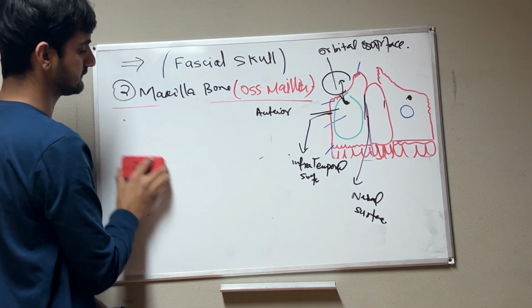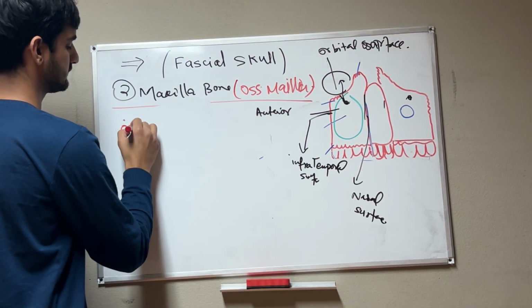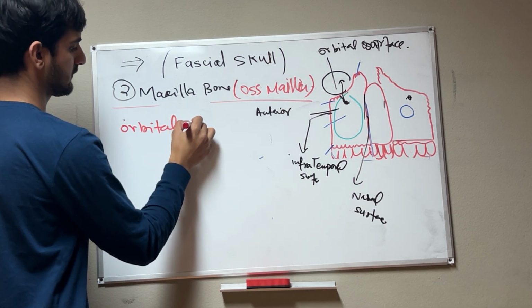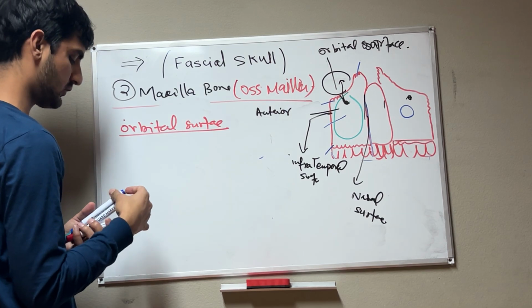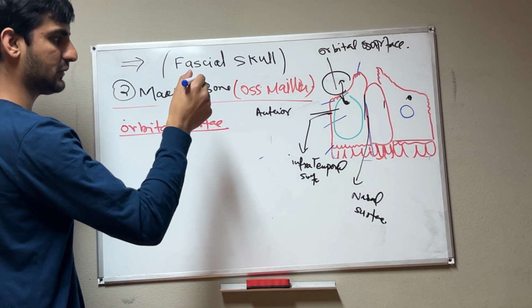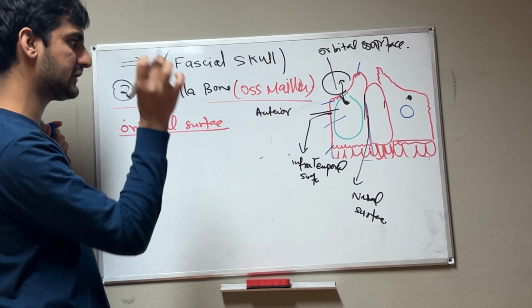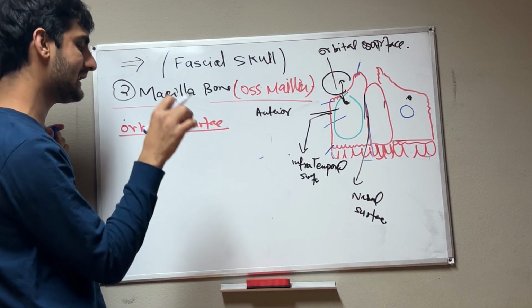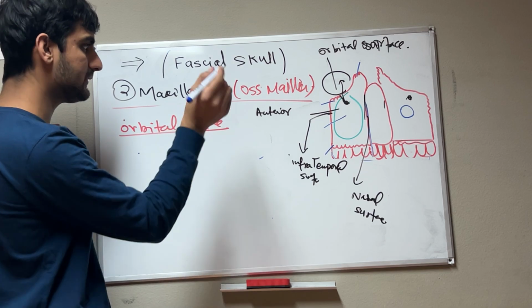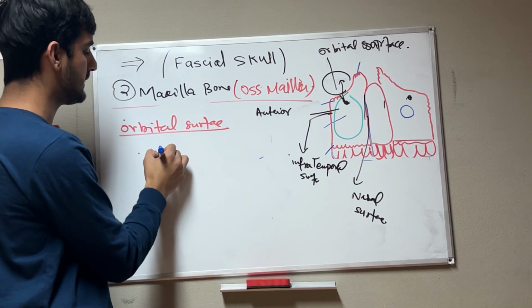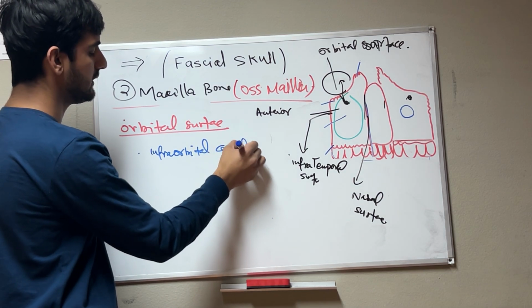Next we have the zygomatic surface and the orbital surface of the body of the maxilla bone. What do we have on the orbital surface? We already said which surfaces are separated. When the anterior surface is separated from the orbital surface, we have the infraorbital foramen and the infraorbital margin. But on the orbital surface we have the infraorbital canal and the infraorbital groove.